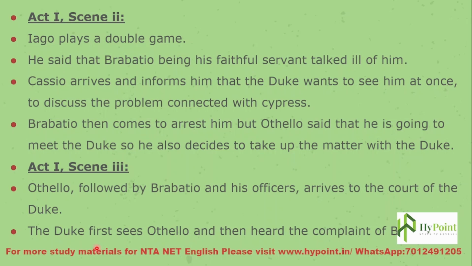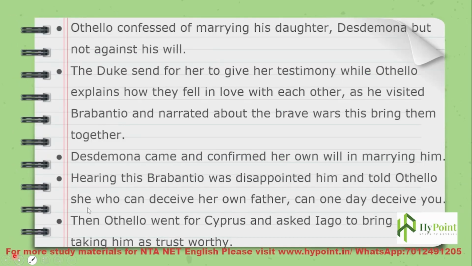Brabantio is there to have a solution for his personal problem, his family problem, because his daughter fell in love with Othello and they got married, they eloped and they got married. That matter is less important for the Duke. So he sees Othello first and asks Brabantio to wait, and only hears his complaint after meeting Othello. Othello confessed to marrying his daughter Desdemona, but not against her will.